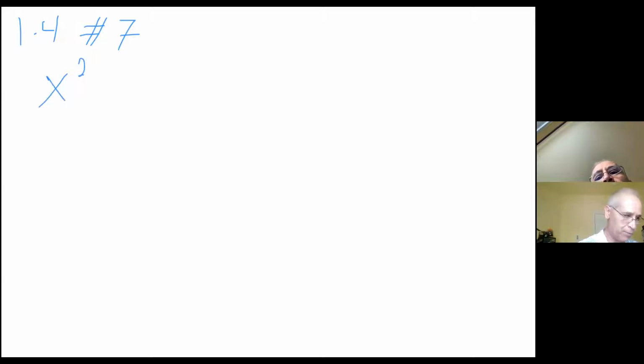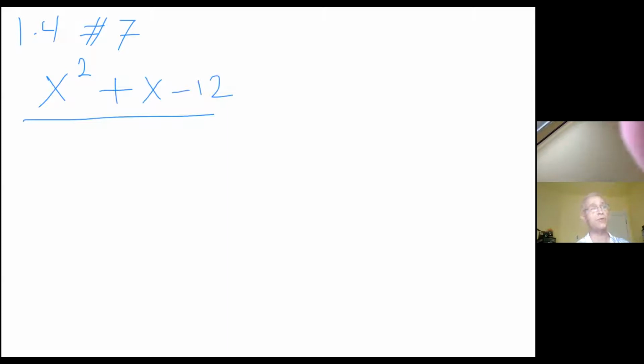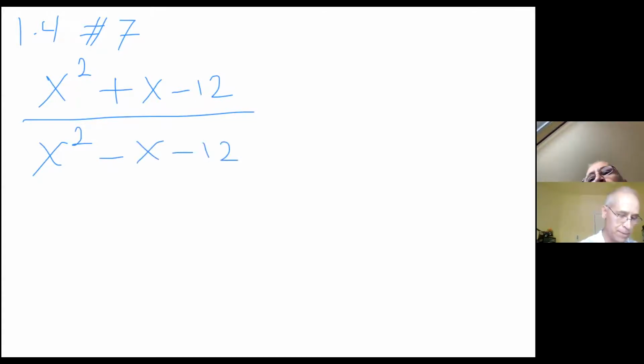x to the second plus x minus 12. Okay, no problem. I have a trinomial. On the denominator, I have x to the second minus x minus 12. Another trinomial, times 4 minus x over 4 plus x.